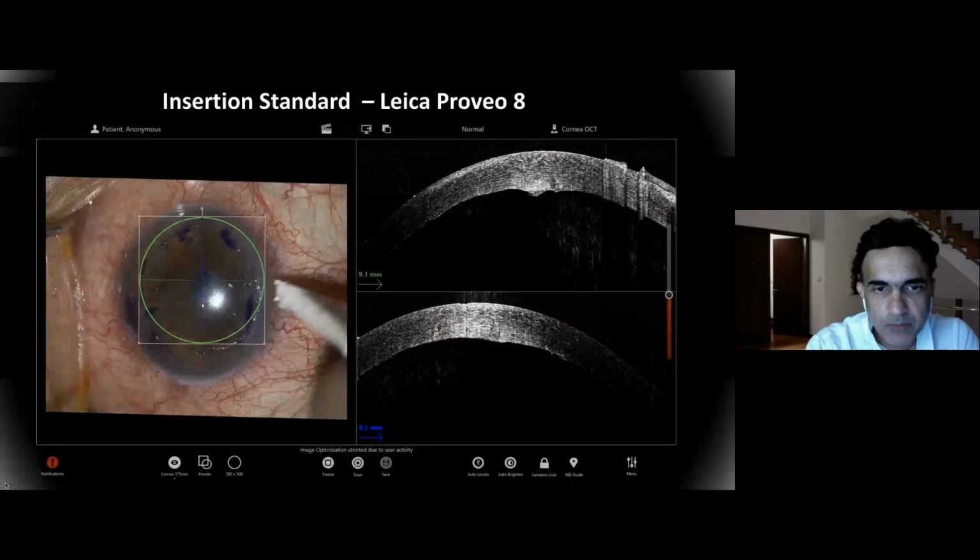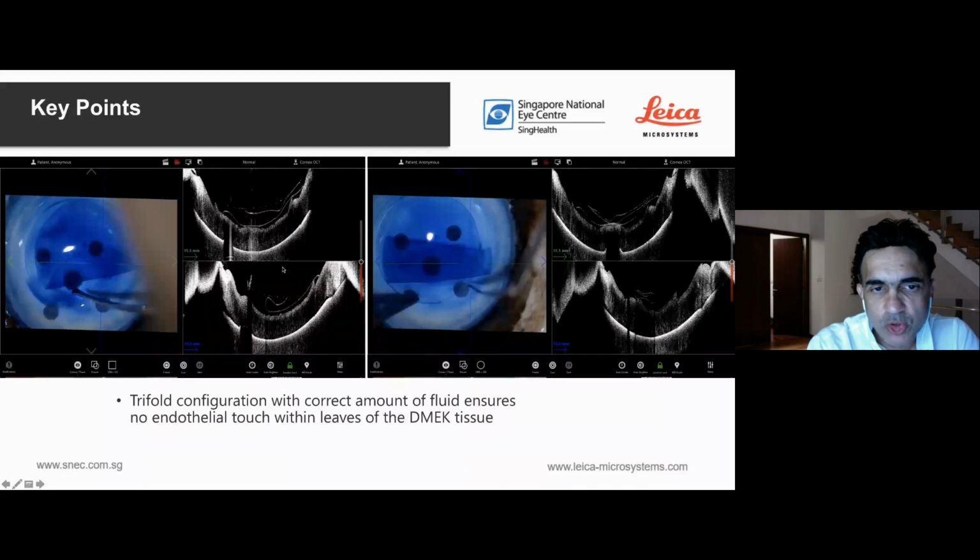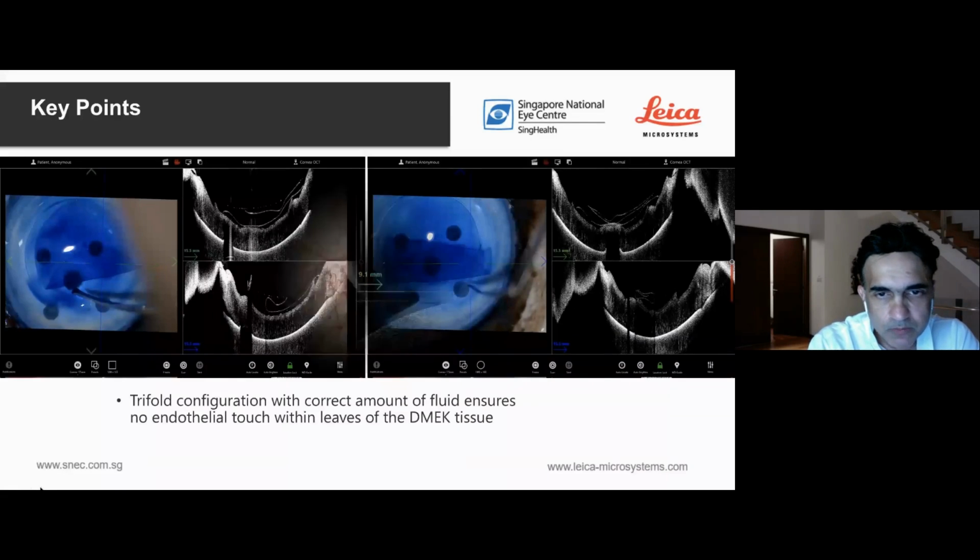The second one over here, we're making the trifold. So over here, you can see when I flipped over the edge of the graft, there's fluid still underneath the surface. This is on the horizontal scan, and this is on the vertical scan in this area over here. And now we have the full trifold. You can see there's BSS in between my two leaves on my trifold. So it shows you the fluid level is absolutely right, and there's no endothelial touch.